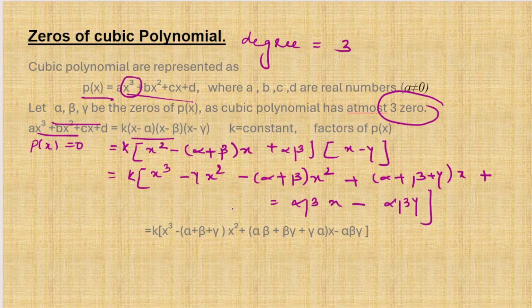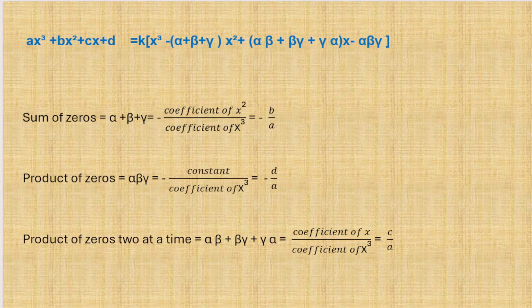Now when we combine all these, we get k[x³ − (α + β + γ)x² + (αβ + βγ + γα)x − αβγ]. So we get our equation in the form of factors, and now we compare both expressions. This is the expression of the general polynomial and this is the expression in the form of its zeros.